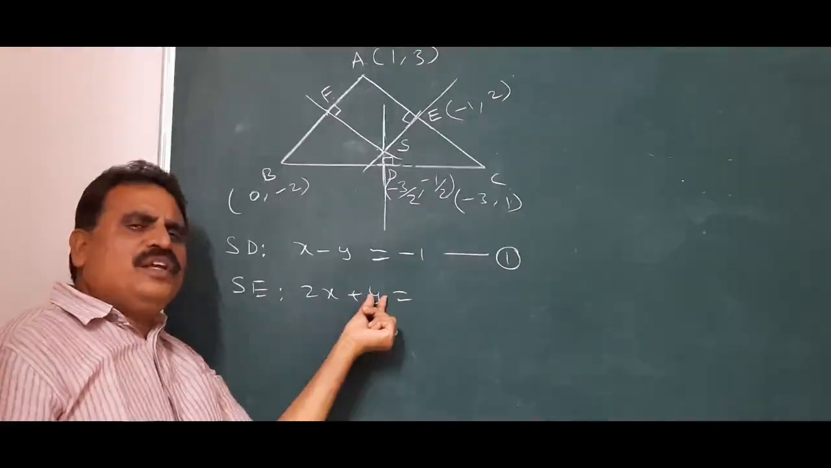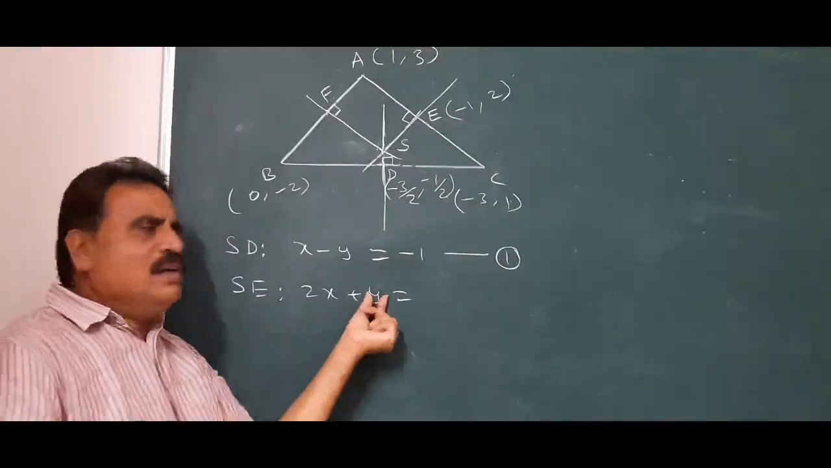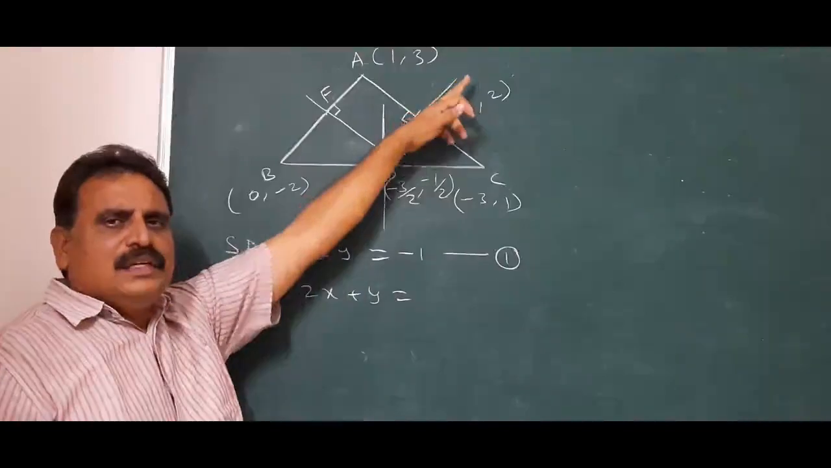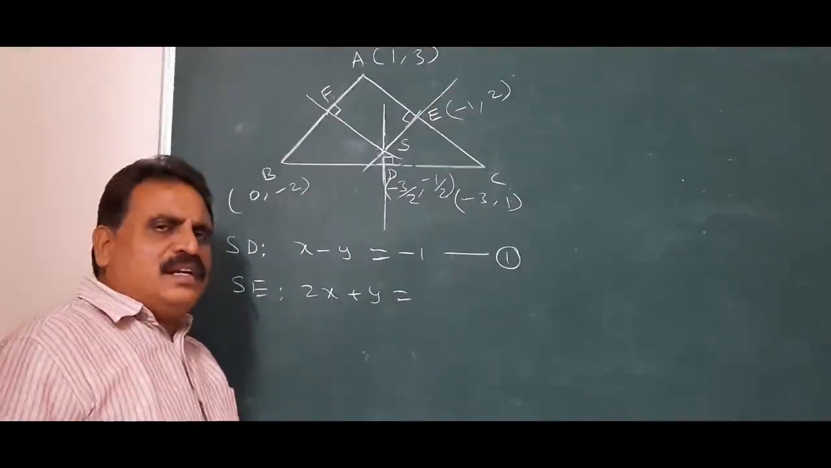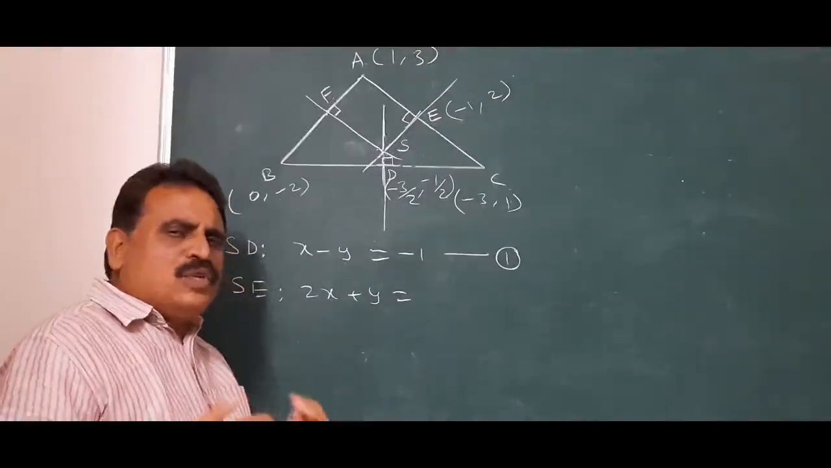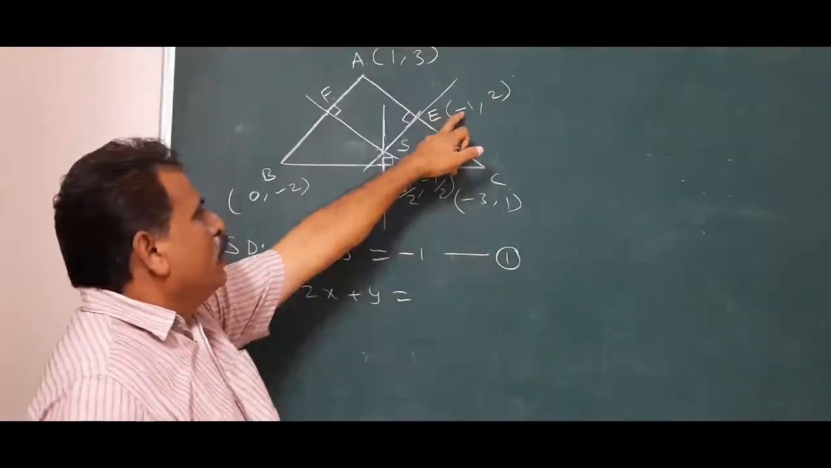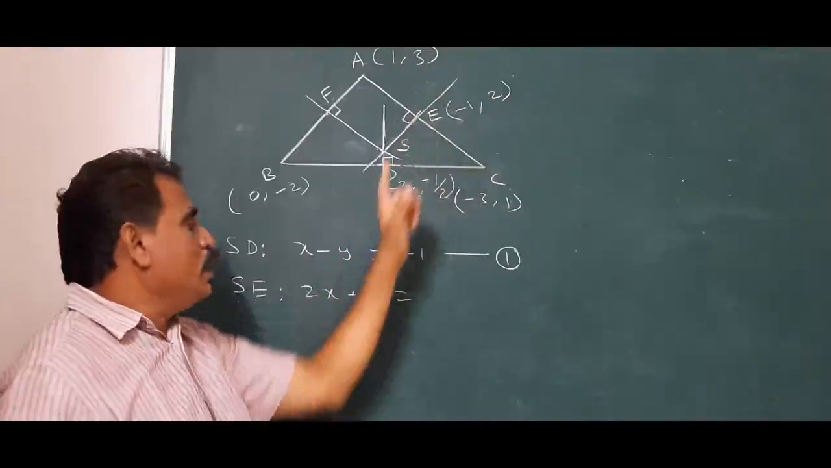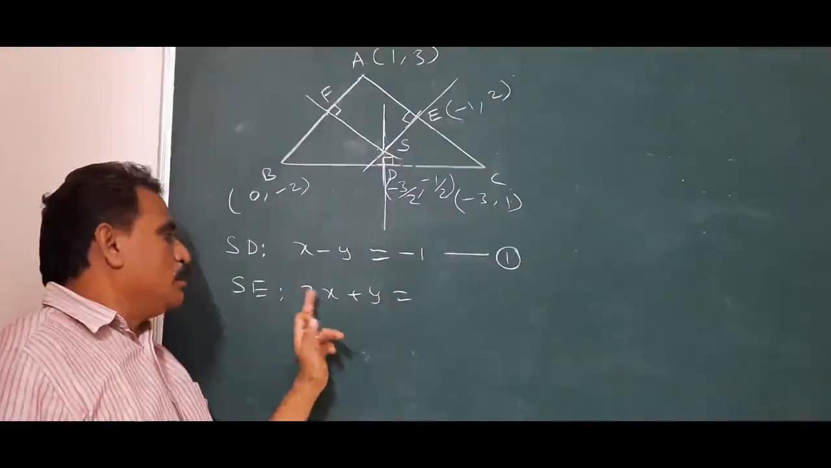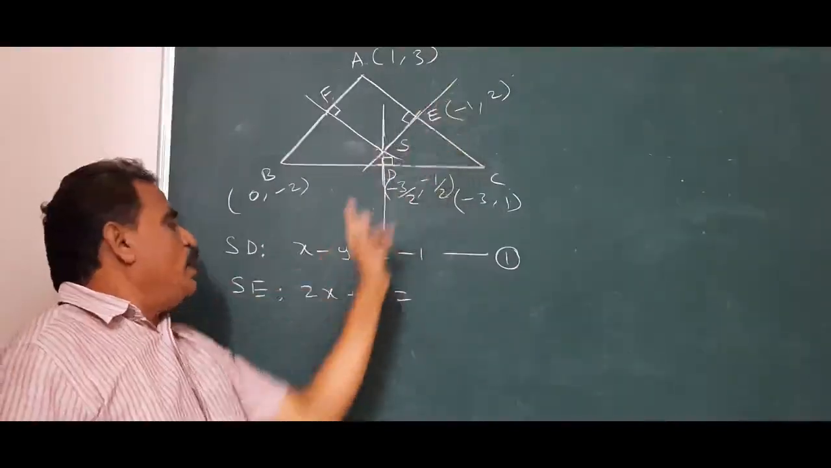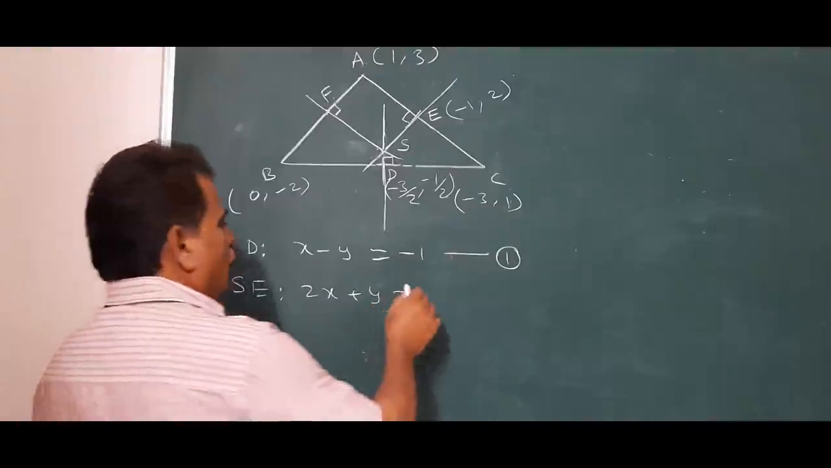Why are you substituting E in this line? Because that is passing through E. To find the constant, you have to substitute the point. Which point lies on the line, you have to substitute that point. That's why X equal to minus 1 and Y equal to 2. X minus 1, minus 2. Y 2, minus 2 plus 2, 0.